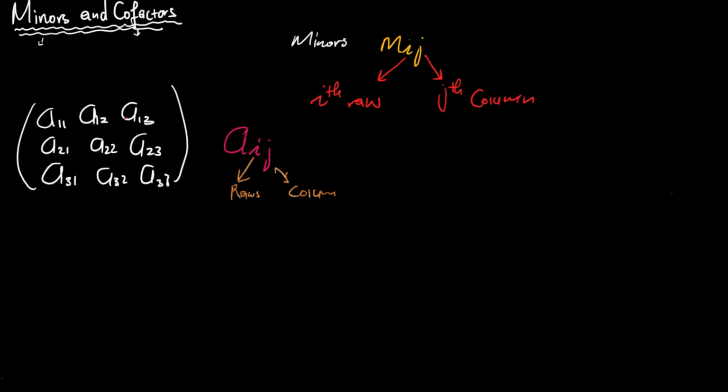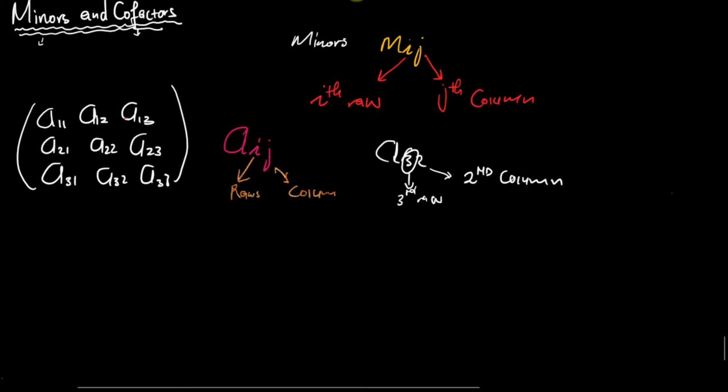Say for example we are looking for A32. I know that this is the third row and the second column. So this is the first row, this is the second row, and this is the third row. This is the first column, second column, and third column. Going to the third row, and then the second column. So this is A32.